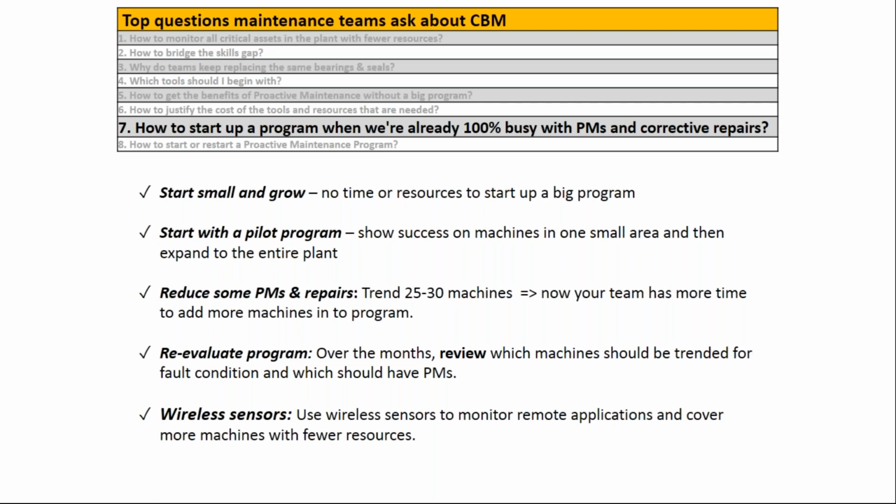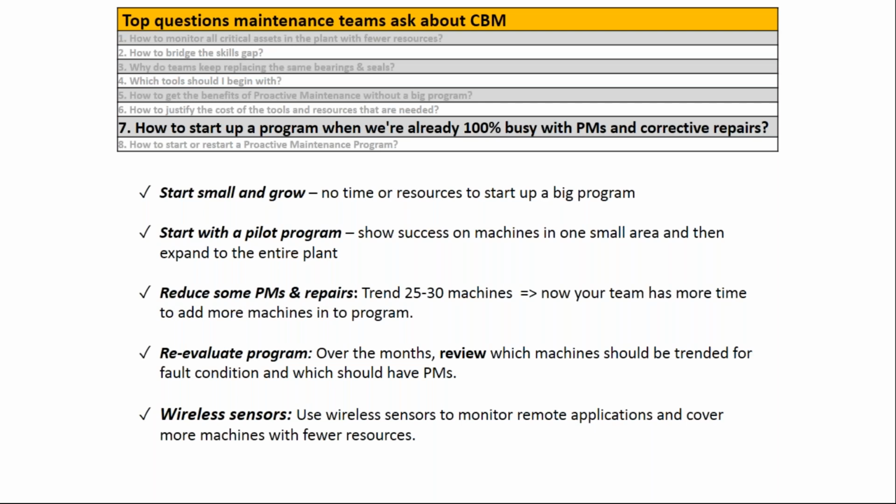Okay, so let's talk about how to start a program when we're already busy. One of the biggest challenges that I've seen when I go out and visit customers is they tell me, hey, we're already busy. There's no way that we can take the time to start trending. Well, the answer is start small and grow. Start with a pilot program. Don't try to do all of the machines in your plant at once. That's the number one recipe for a failed program.